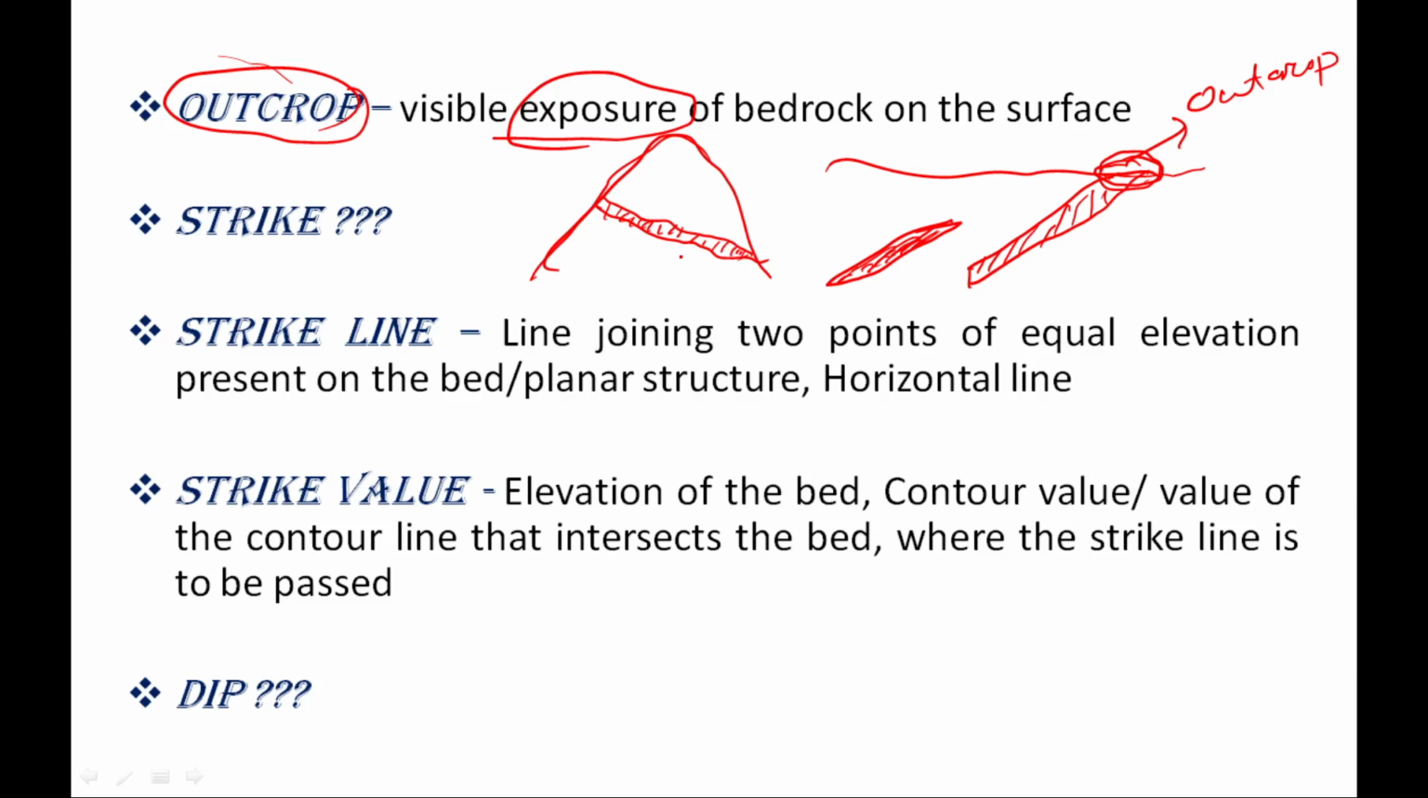Suppose there is an ore body, a limestone, there might be some veins, a quartz vein or coal seam, anything. Any planar structure or any intrusive body exposed on the surface, right? You can find it on the mountain like this. This is the outcrop of the bed, from where you can get the information about the buried object.